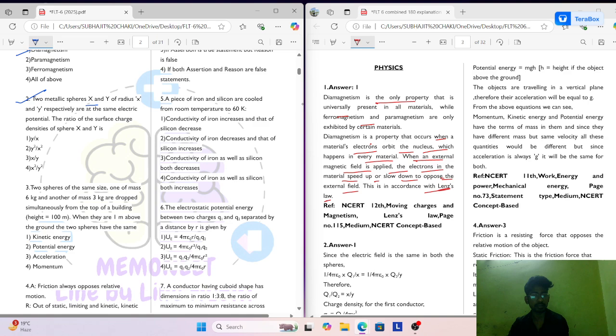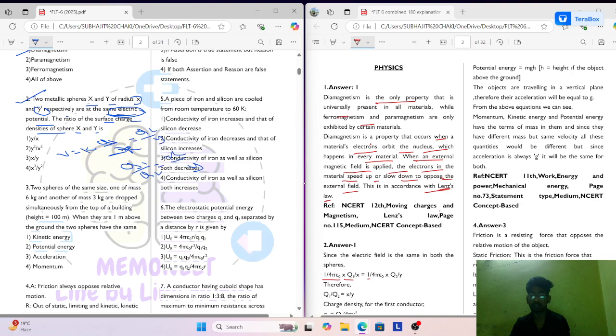Two metallic spheres x and y, with radii x and y respectively, are at the same electric potential. What is the ratio of the surface charge densities? They have the same potential, and the potential formula is kq by r. So the same potential means q1 by x equals q2 by y, so q1 by q2 equals x by y.